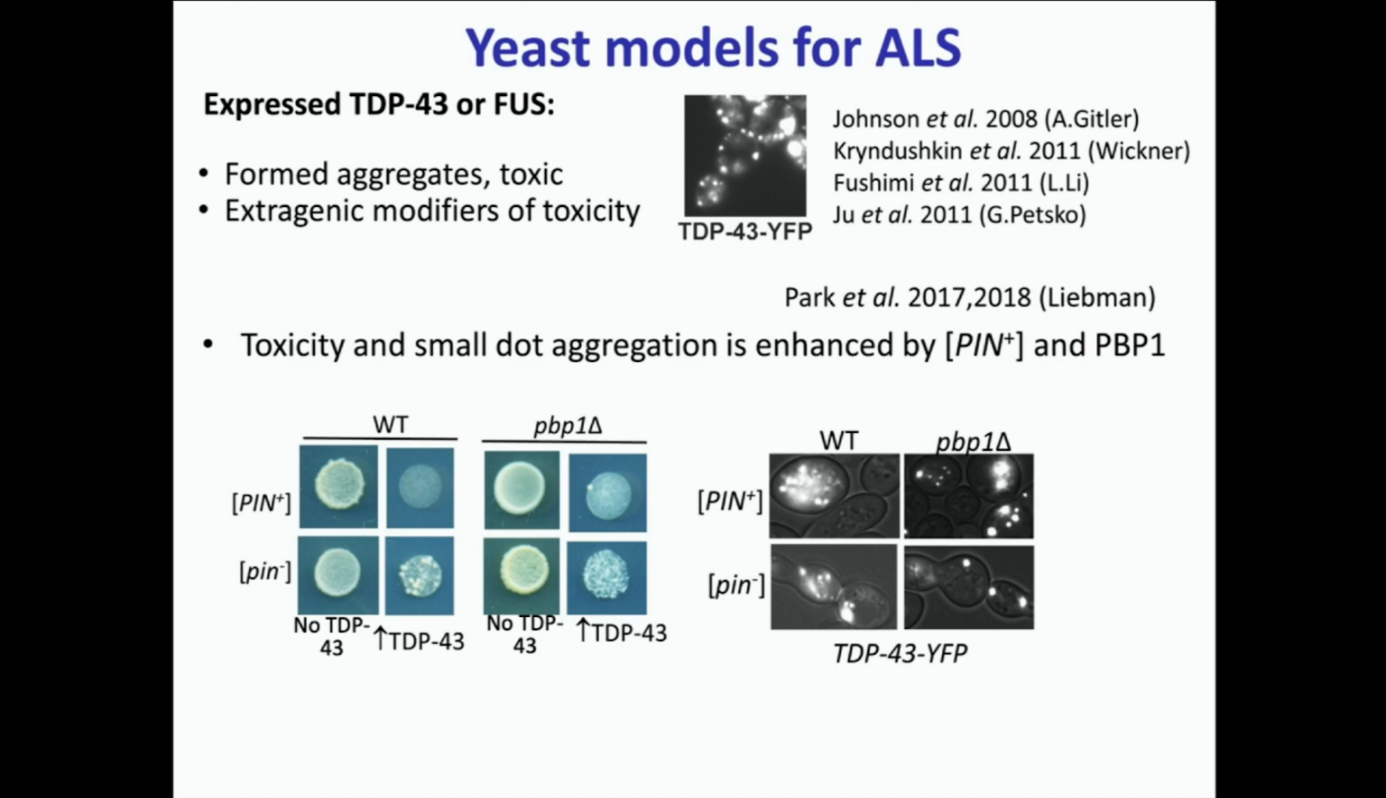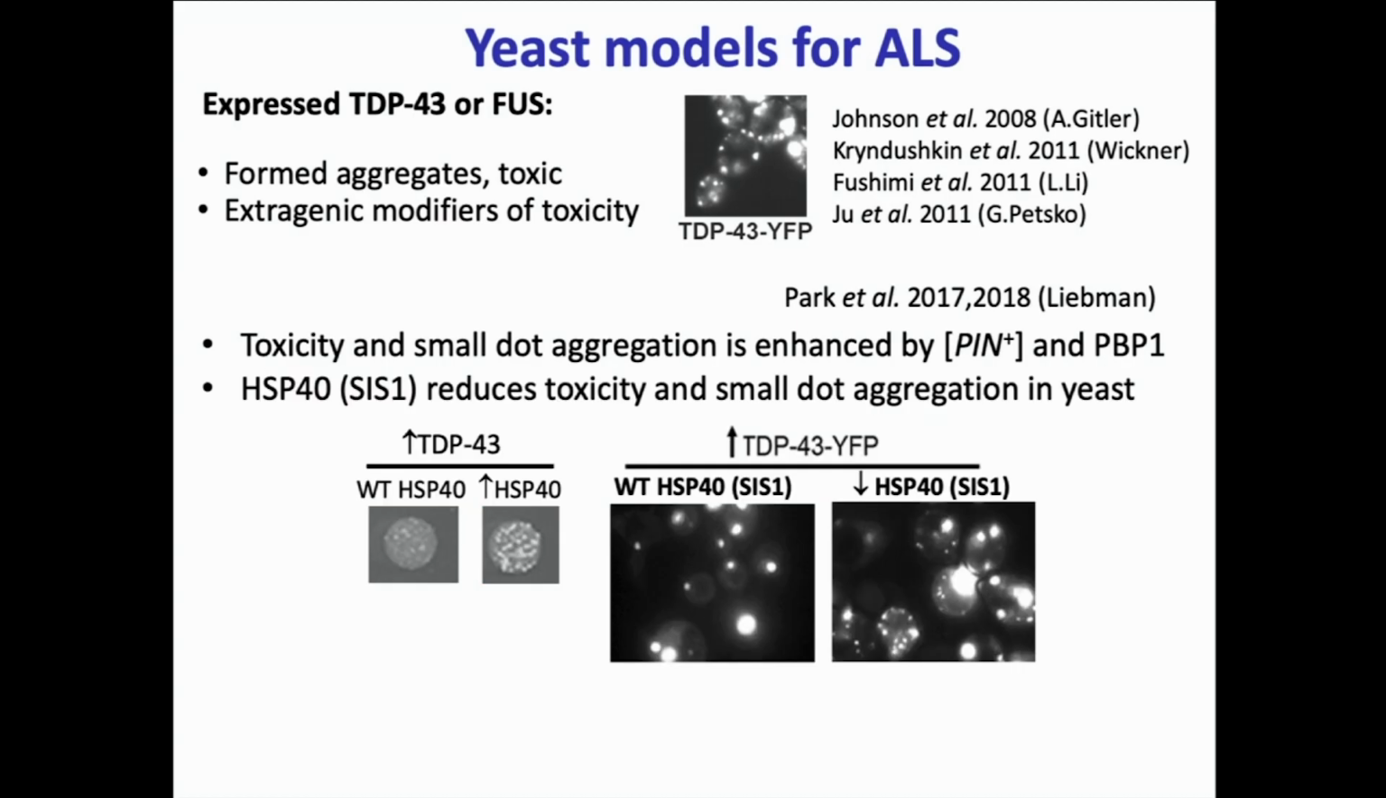Just as PIN affected the aggregation and toxicity of yeast prions, we found that the PIN prion affected the toxicity of overexpressed TDP-43. It's more toxic in PIN plus than PIN minus, and we have more small aggregates in PIN plus than in PIN minus. PBP1 rescues toxicity, as Aaron showed, and we find that PBP1 deletion reduces the level of aggregates, both in PIN plus and PIN minus, particularly the level of small aggregates.